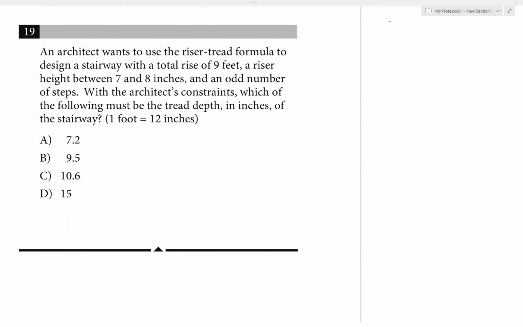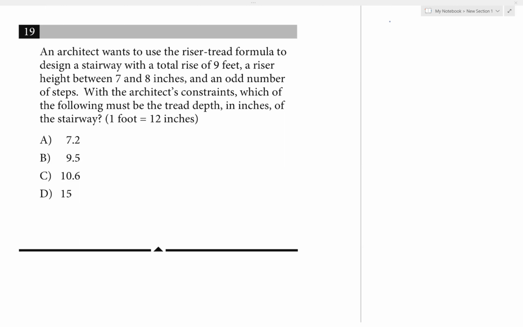Number 19. An architect wants to use a riser-tread formula to design a stairway with a total rise of 9 feet, a riser height between 7 and 8 inches, and an odd number of steps. Given the architect's constraints, which of the following must be the tread depth in inches of the stairway? And 1 foot equals 12 inches.